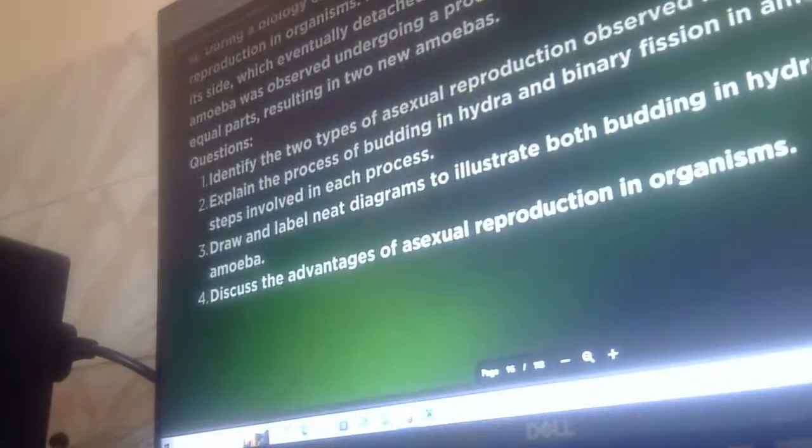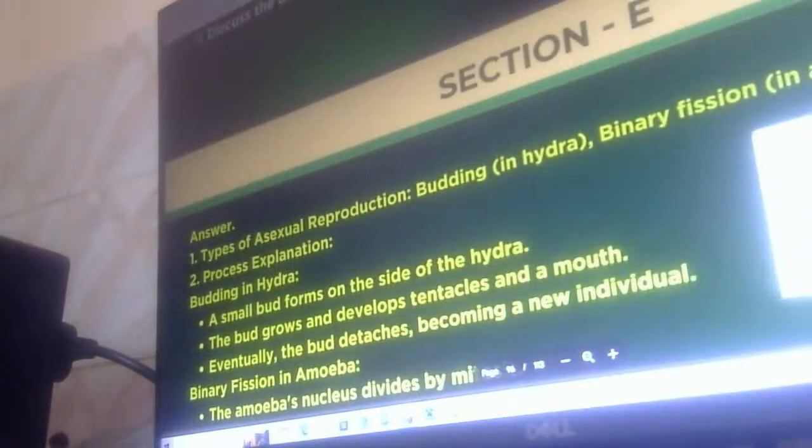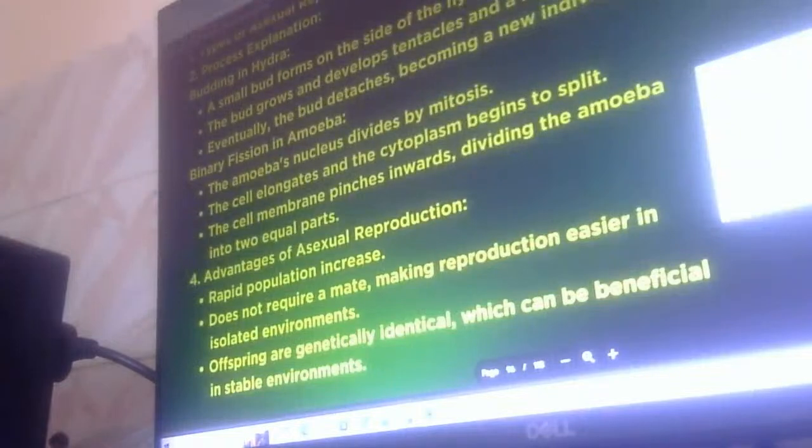Highlighting steps. Okay, steps is fine. Ooh, you illustrate both. Illustrate one will do, right? Magnification will do, but both we have to draw, right? This octopus looking creature also.